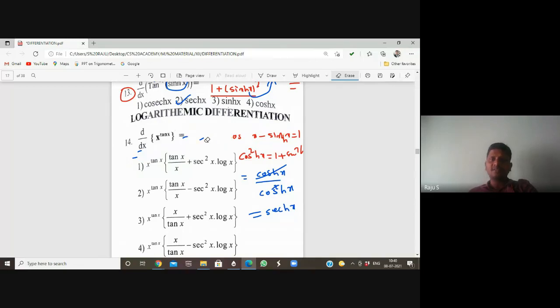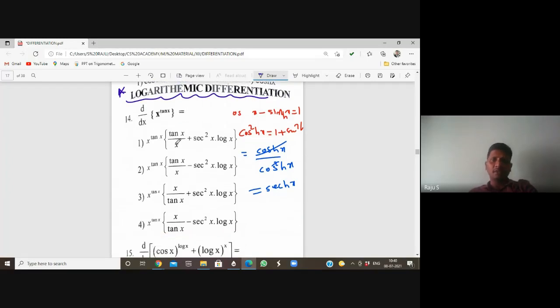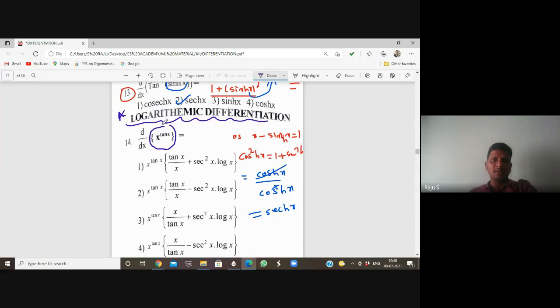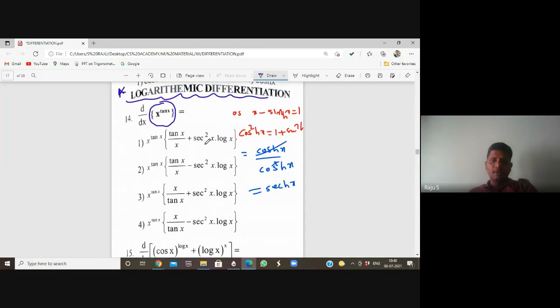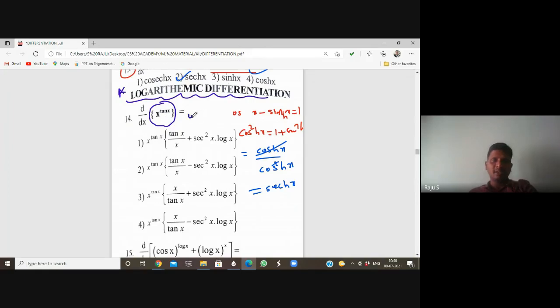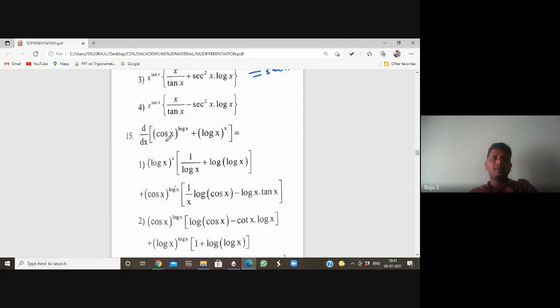See students, in NCERT also, the questions which belong to logarithmic differentiation are very, very important after continuity in chapter 5. So this kind of questions we already completed in NCERT. You can try yourself by taking y is equal to x to the power tan x, and take log on both sides. Otherwise, there is a shortcut method, a direct formula. If you don't remember the formula, you can apply log on both sides, because it is a function power function, so apply the logarithmic method. This kind of problems we have already done.